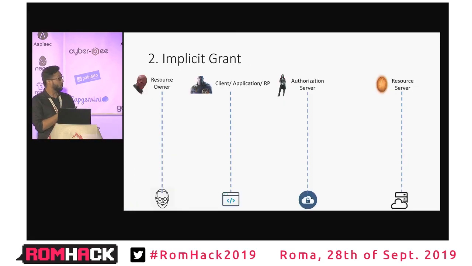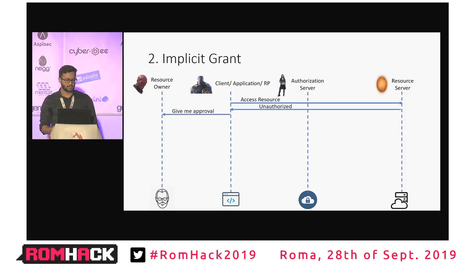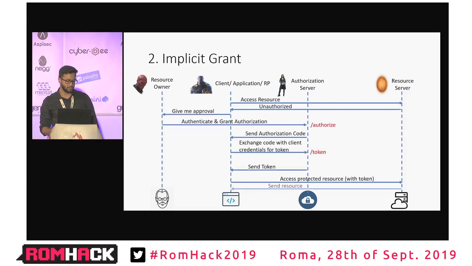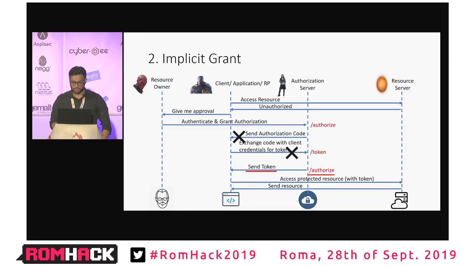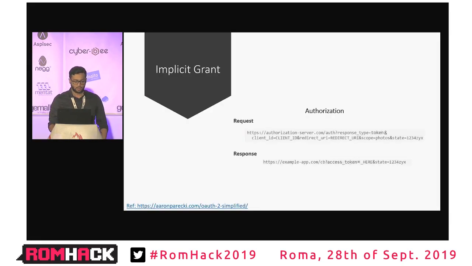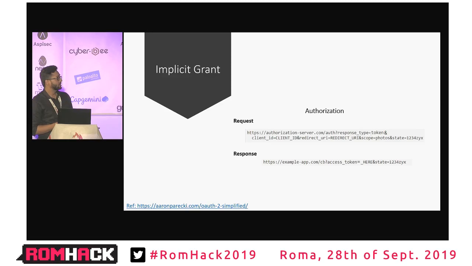In comparison to auth code grant, the implicit grant is pretty much the same, except for the fact that you do not have an auth code request. There's no authorization code involved. Instead, the authorized endpoint will directly give you back a token. And using that token, the client can access the resources. The traffic is very straightforward. There's just one request, and the response has the access token.